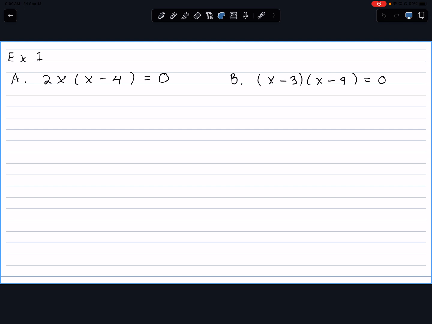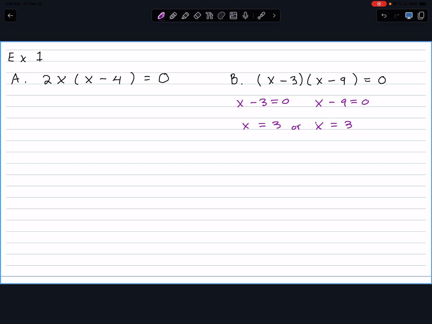Okay, let's see what we got. So in this case, I've got something, x minus 3, times something else, x minus 9, equals 0. So by the zero product property, that must mean that either x minus 3 equals 0, or x minus 9 equals 0. So in this case, we get two answers, x equals 3, x equals 9.